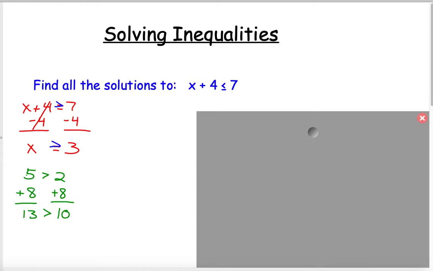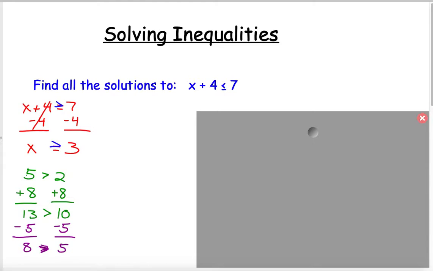That doesn't prove it. What if I subtracted the same amount? How about if I take away 5 from both sides? Let's see if the left side is still greater than the right. 13 minus 5 is 8. 10 minus 5 is 5. Yes, 8 is still greater than 5. So it seems like adding or subtracting the same number to both sides keeps the inequality true, or it preserves the inequality. What if we look at a negative number?